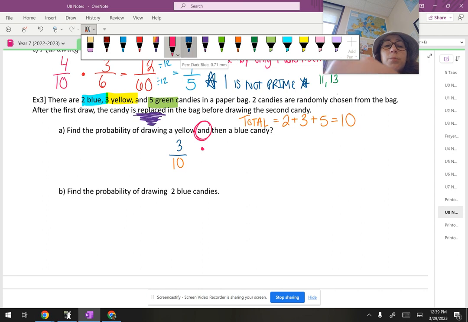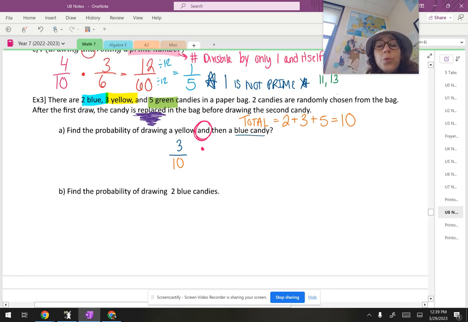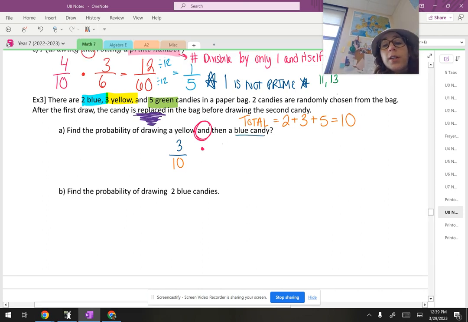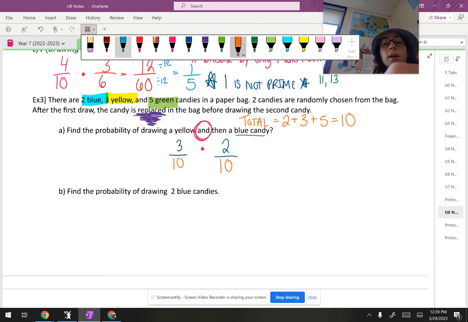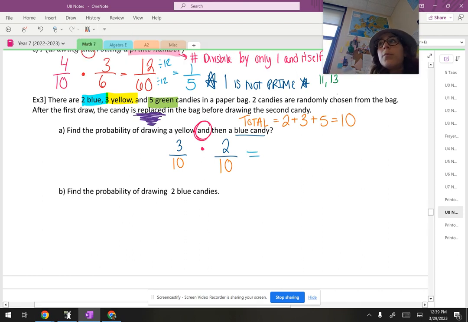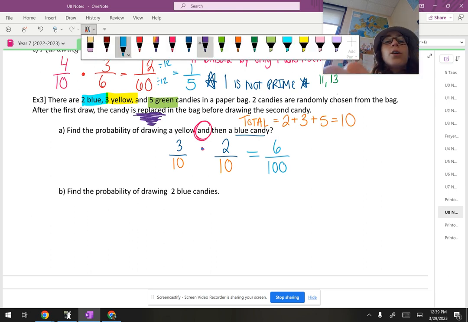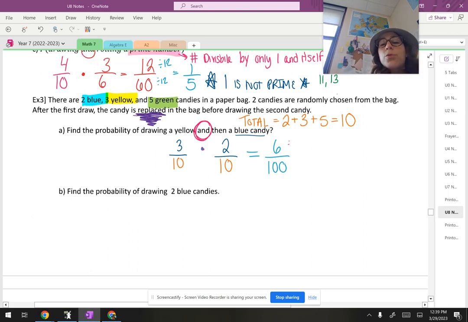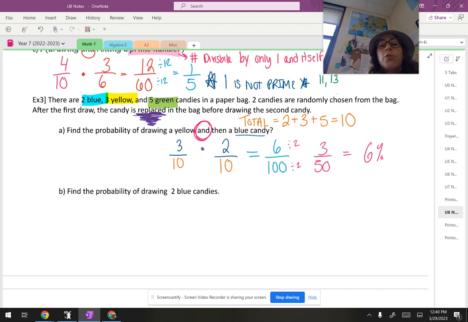Then, looking at the probability of picking a blue candy, 2 of the candies are blue out of still 10 total because we've replaced the first candy. This is an and problem telling us to do multiplication. So 3 times the 2 gives me 6. 10 times the 10 on the bottom gives me 100, which can be reduced to 3 over 50, or 6% if you're a percentage person.